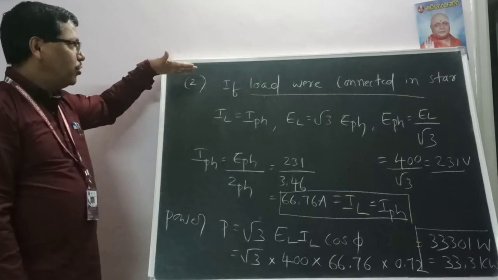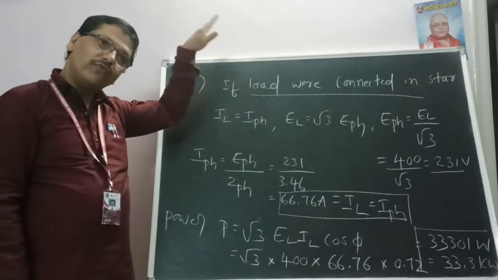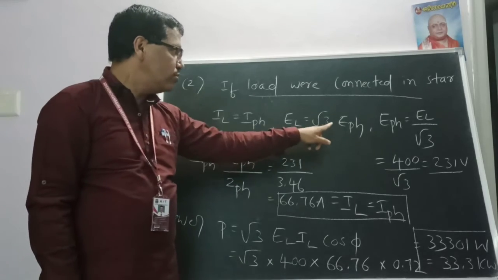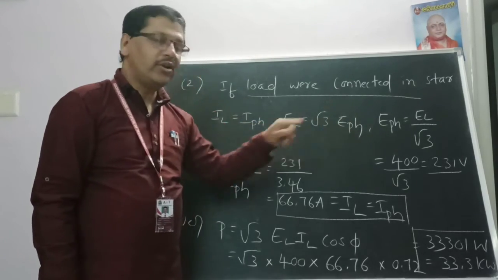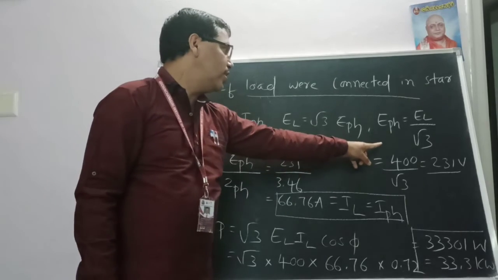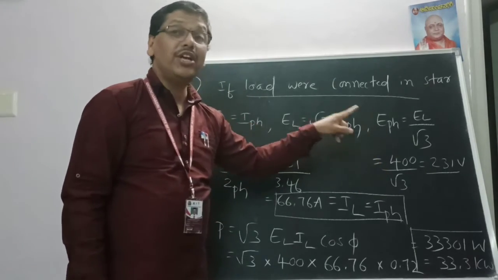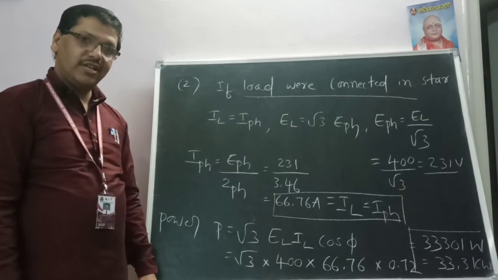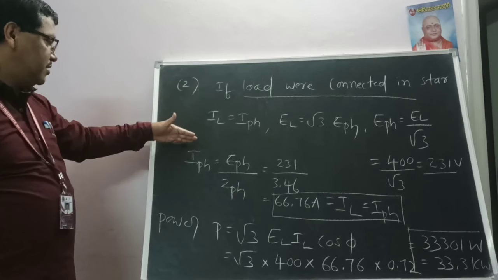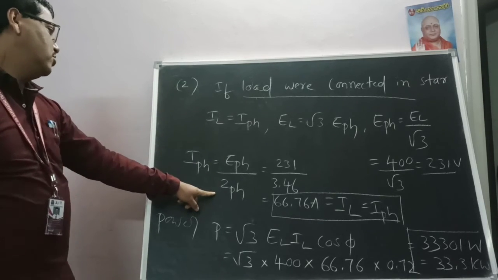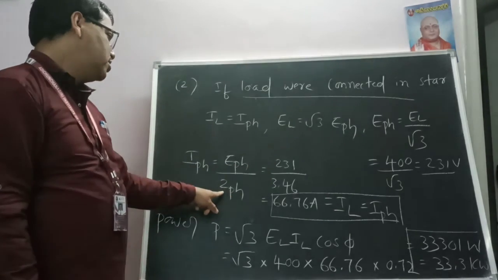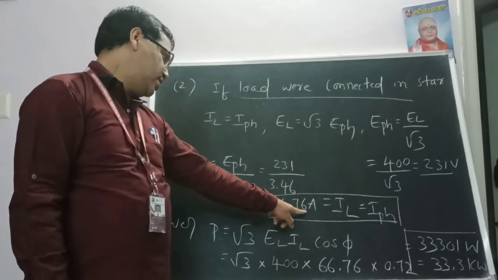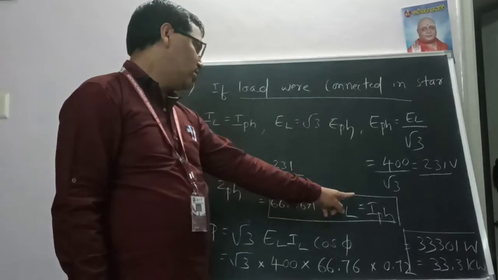Second part: suppose the load is connected in star. So we go for the star connection once again. Here the equations are different. IL is equal to I phase, EL is equal to root 3 into E phase, so E phase is equal to EL by root 3. The value of EL is 400 by root 3, so that answer is 231 volts. That is called the phase voltage. Here I phase is equal to E phase by Z phase. E phase we already know is 231, and Z phase is 3.46, so that answer is 66.76 amps. That is also called IL, or I phase.